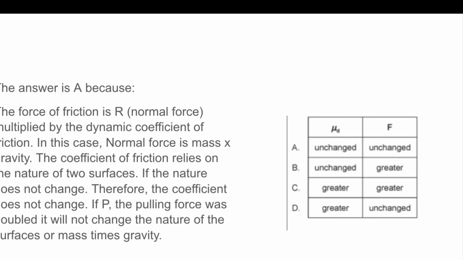So the pull is a force that causes an object to move towards the person who's pulling the object. We can see that it is moving to the right and being pulled to the right.